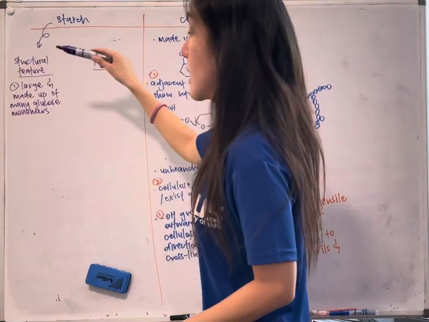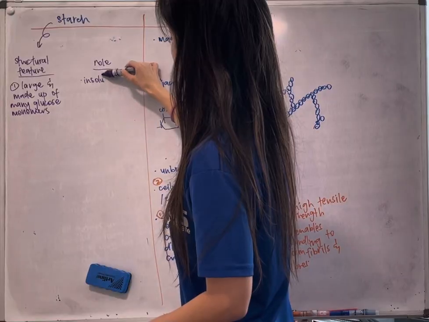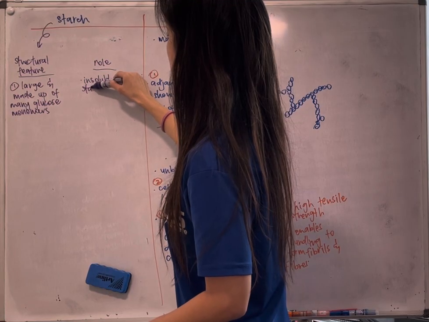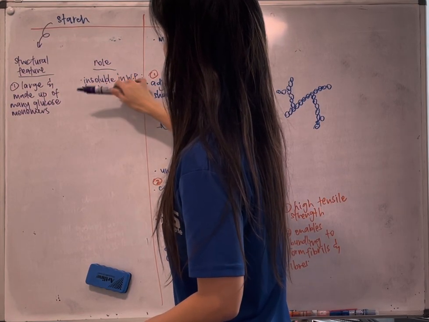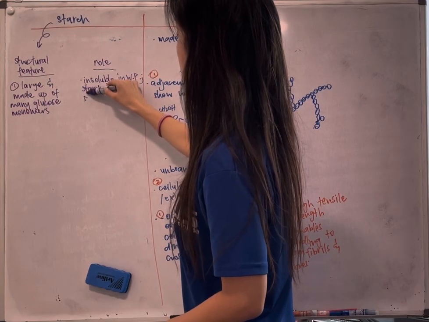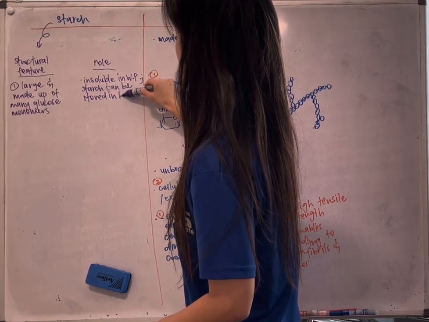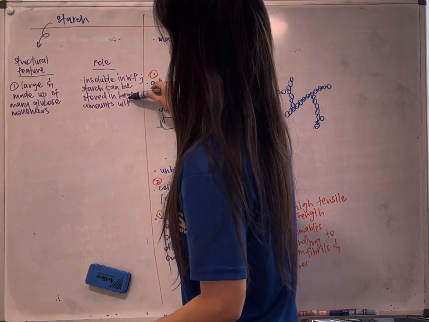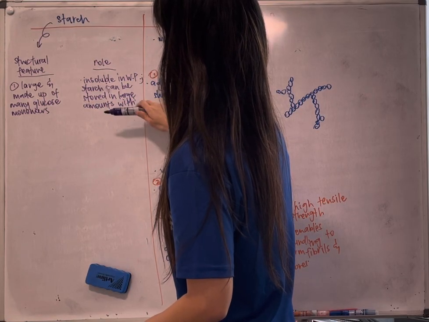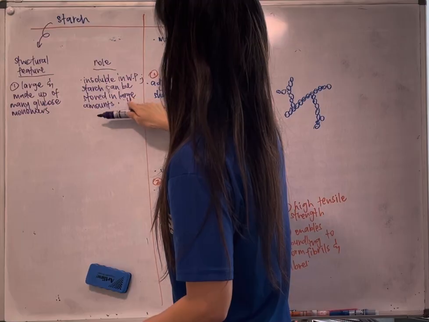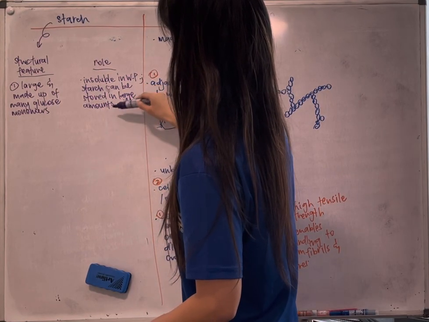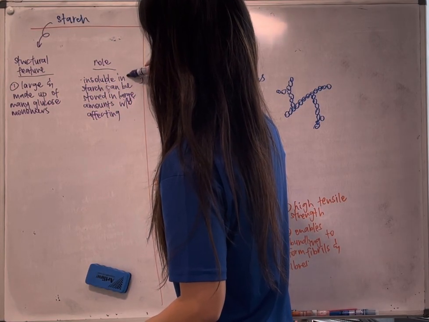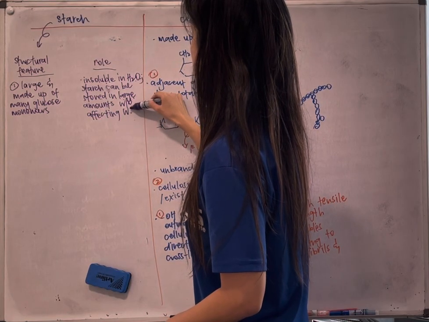The purpose of this is that, number one, it is insoluble in water. So it means that starch can be stored in large amounts by cells that store it, okay? Without affecting water potential. How did I write this? Sorry, insoluble in water, without affecting water potential.